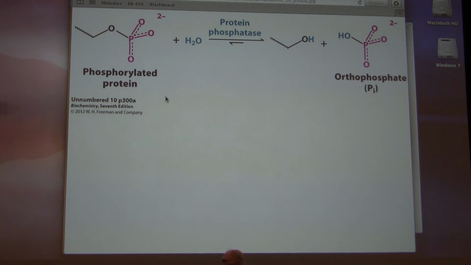A phosphatase is an enzyme that takes a phosphate off of a protein. Okay? Takes a phosphate off, so that it has the effect of countering the signal that was done in the kinase reaction that I mentioned briefly. This is a hydrolysis reaction that removes that. You can see the water here, and you can see the free phosphate located over here.